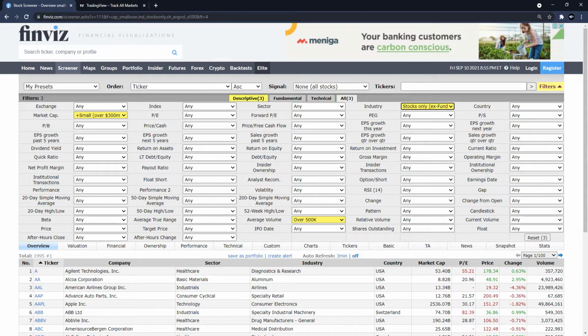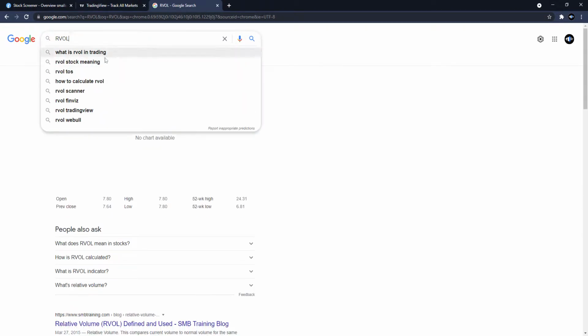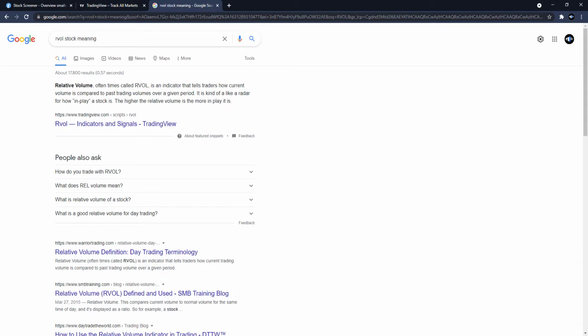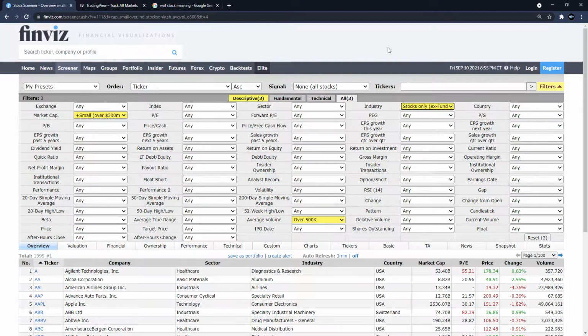The third-to-last thing that we're going to be filling in is the relative volume. What does RVOL mean? I have been showing you guys what RVOL means. Let me just look up the meaning. Relative volume, often called RVOL, is an indicator that tells traders how current volume compares to past trading volumes over a given period. So how does today's volume compare to the previous trading days? What we want for the relative volume is for it to be over 1.5.